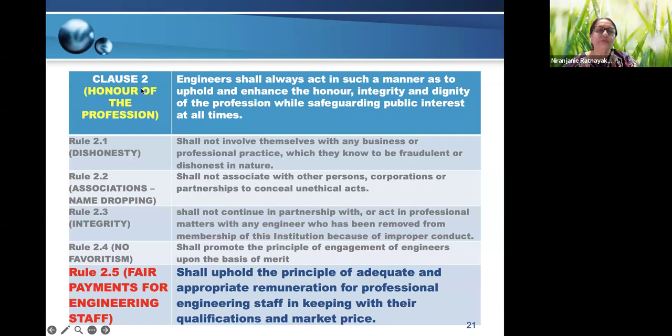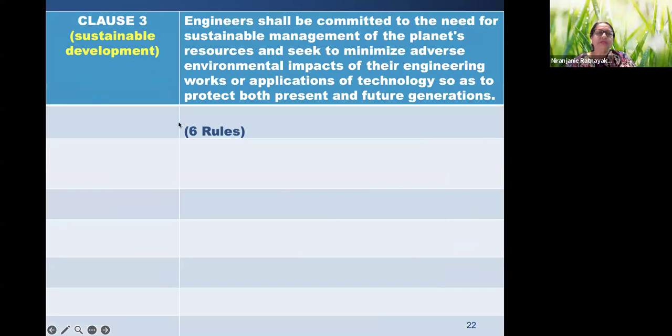It's coming under honor of the profession, right? Second clause. Okay, the third clause is from me. Engineers shall be committed to the need for sustainable management of the planet's resources and seek to minimize adverse environmental impacts of their engineering works, or applications of technology so as to protect both present and future generations.